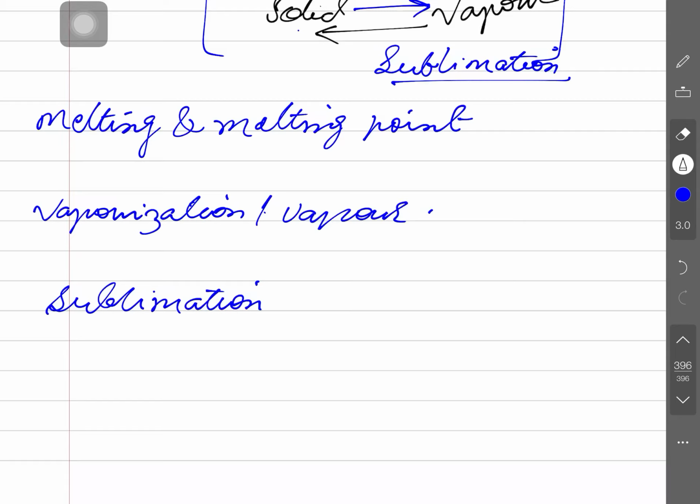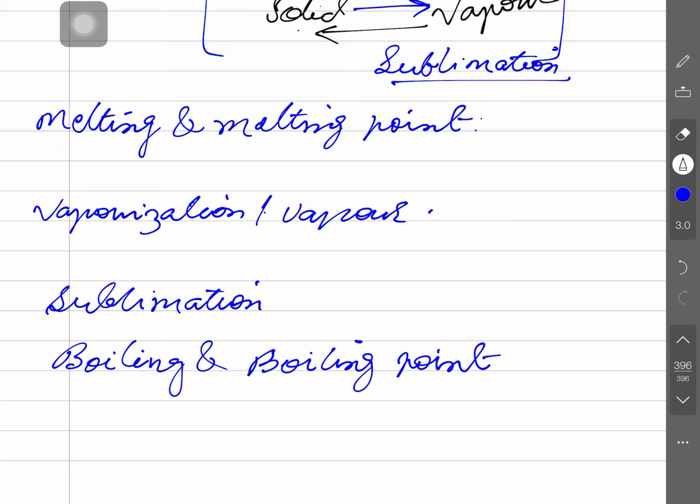Melting and melting point. What do you understand by the term melting point? Very simply, when you take water in a container or beaker and give heat to the substance, obviously it will start boiling. It will start turning into vapor. This process is called boiling, and it happens at the boiling point. Boiling and boiling point. Is that clear?